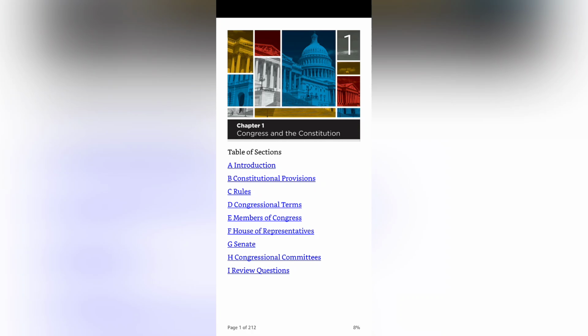A session ends when the Congress adjourns sine die, Latin meaning without any day set to reconvene. When a Congress plans to reconvene a second session following the general election in November of even-numbered years, it does not adjourn sine die. The period after the election up to the sine die adjournment at the end of the second session is popularly referred to as a lame duck session.